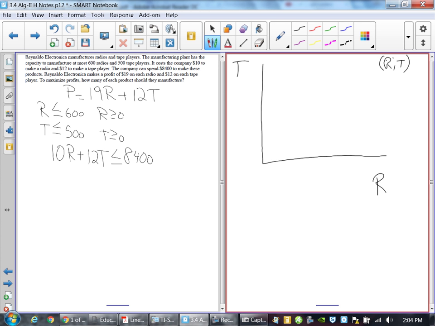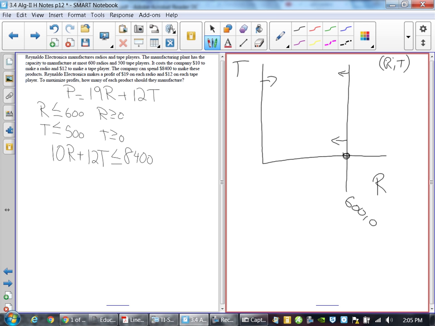So we know it's a first quadrant problem. So R is greater than or equal to 0, so it's everything going to the right until it's stopped at 600. And it's moving inward. Pretty okay with that? You can go up to 600, but not past it. So you can make anything less than or equal to 600 radios. Your manufacturing plant only has the ability to make that many of them in a day or however long period.